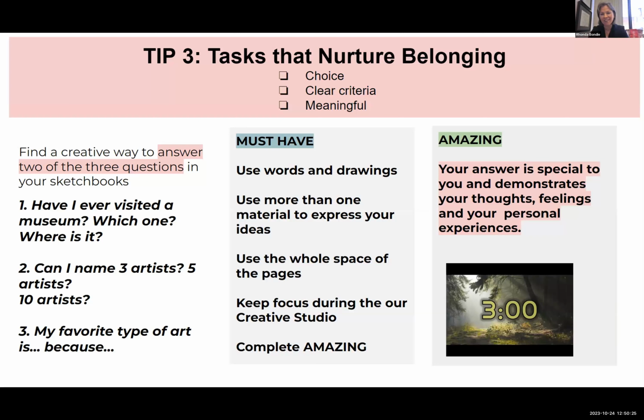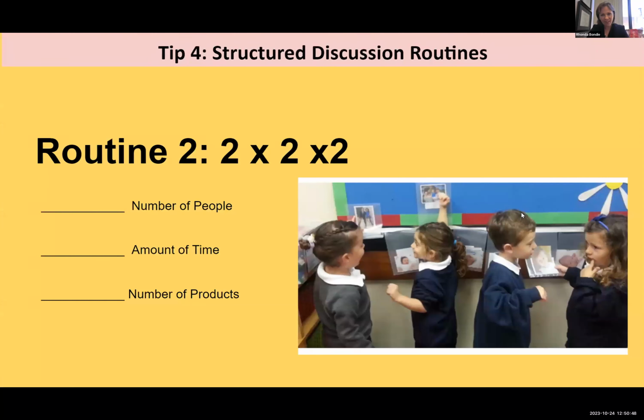This is an assignment for young kids, but I thought it would maybe be inspiring, and it's so easy to turn any discussion question in your class into this type of 3 questions with must-have and amazing criteria so that students know how to have a high-quality discussion with peers and how to make it amazing, how to nurture their own individual pursuits.